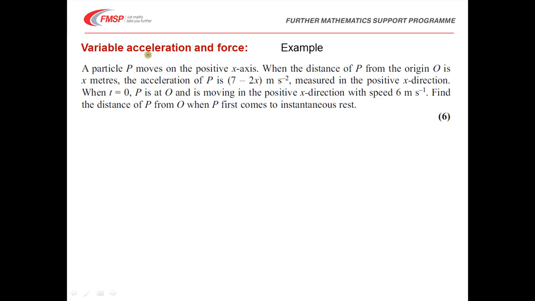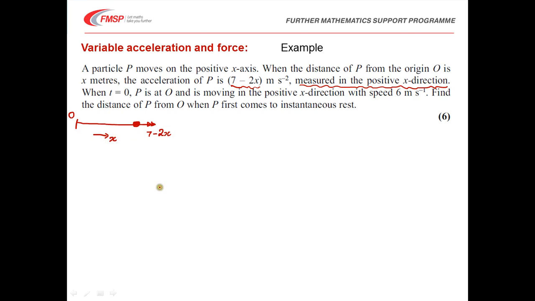You're given that the particle's moving on the positive x-axis. I'm just going to draw a little sketch for myself. I always find it useful to draw a sketch diagram in all of these examples. So here is my particle moving on the x-axis, and it's moving only on the positive x-axis. That's going to be important in a minute. The acceleration of p is 7 minus 2x, and notice here that that is measured in the positive x direction. That's crucial information. We do just need to double check that we've got the direction of our acceleration correct. So 7 minus 2x is our acceleration here.